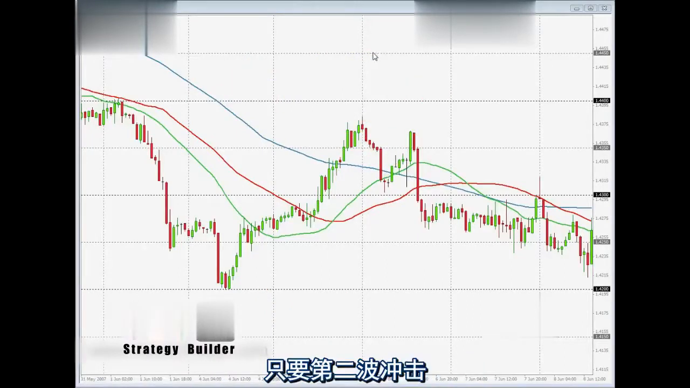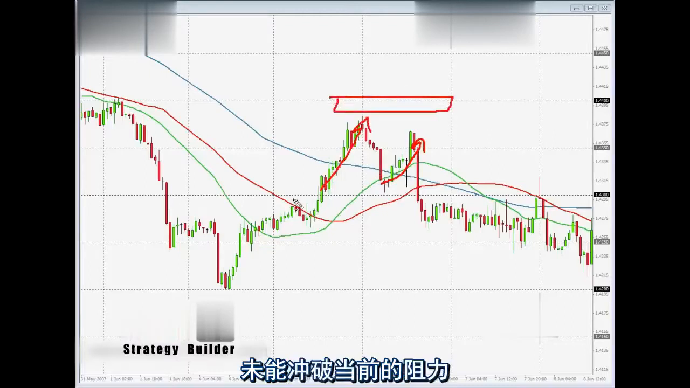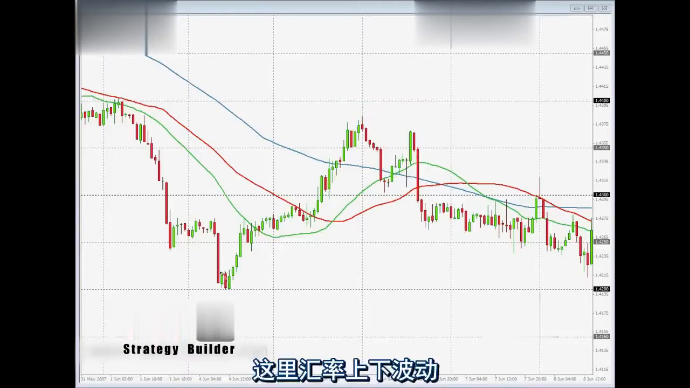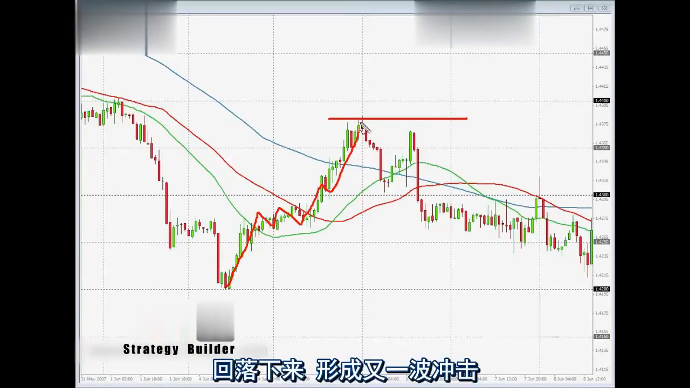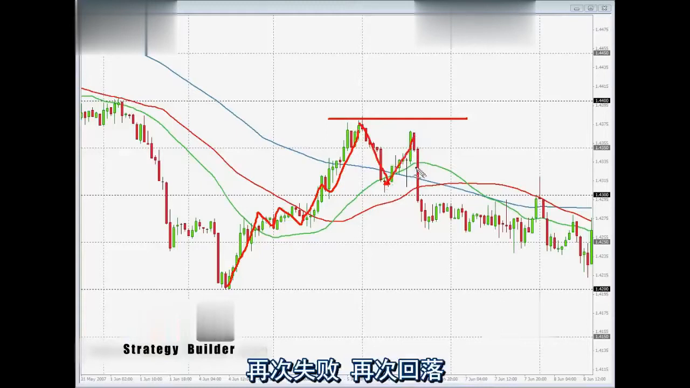As long as the second attack by the bulls, meaning this attack, fails to take out the previous one and therefore fails to breach our area of resistance, we are good to go. All right. Well, in this case, we have price retracing back, hitting that level. Price reacts off that level, bouncing down. One last thrust to the upside. That thrust also fails, and from there we take out right there.